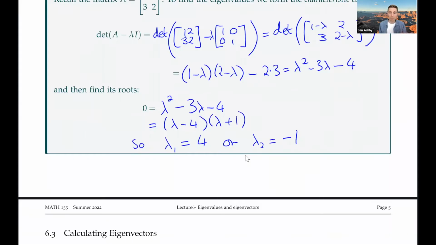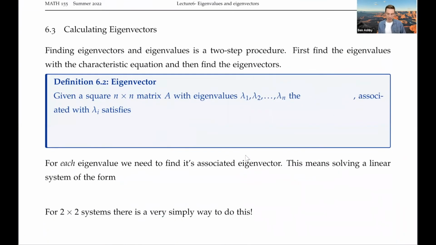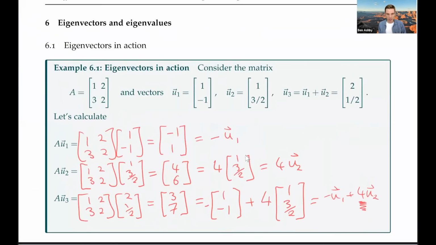We can now use our eigenvalues to find our eigenvectors. So each eigenvalue, as we had in this example at the beginning, where we had an eigenvalue of minus 1 and an eigenvalue of 4, has an associated eigenvector. So minus 1 was associated with U1, that was the eigenvector for the eigenvalue minus 1. And the eigenvector U2 is associated with the eigenvalue 4.